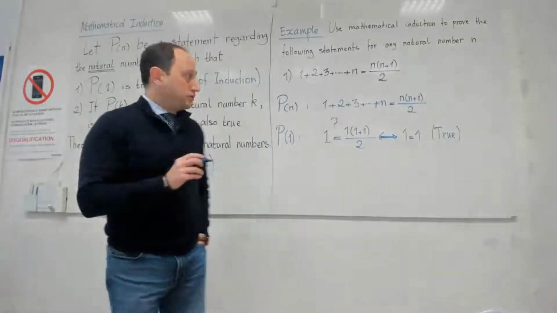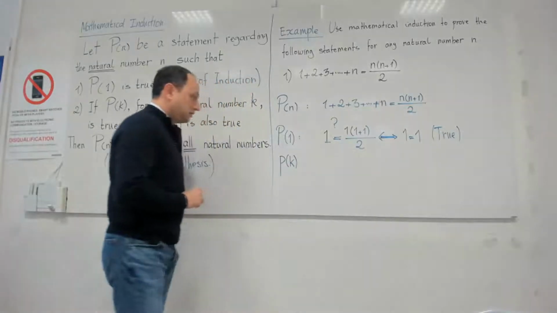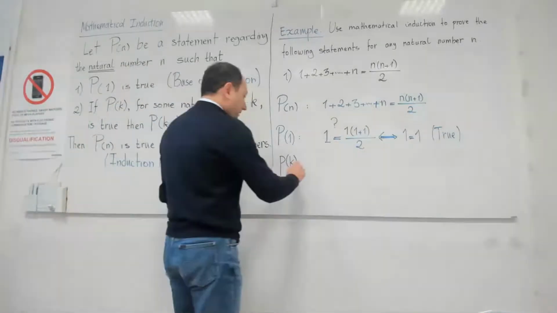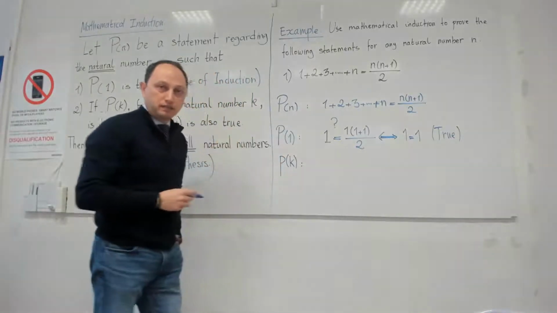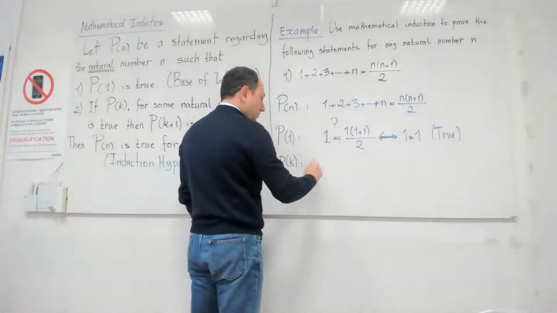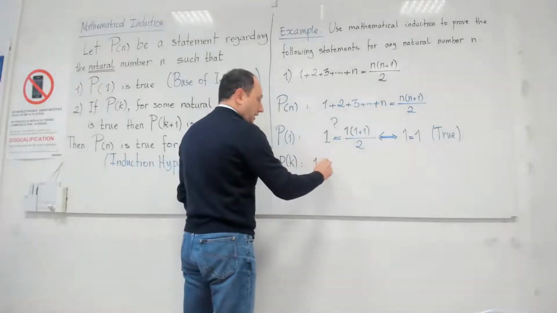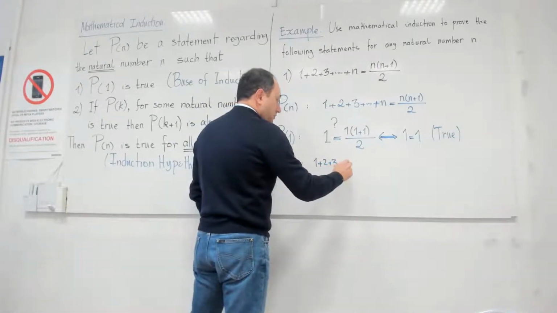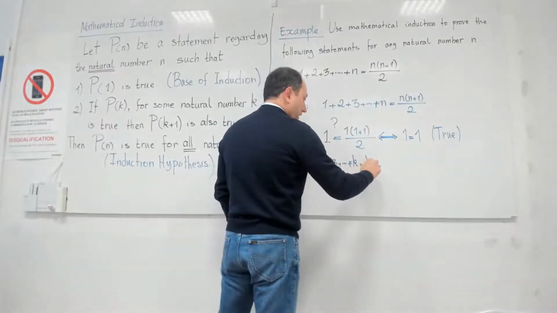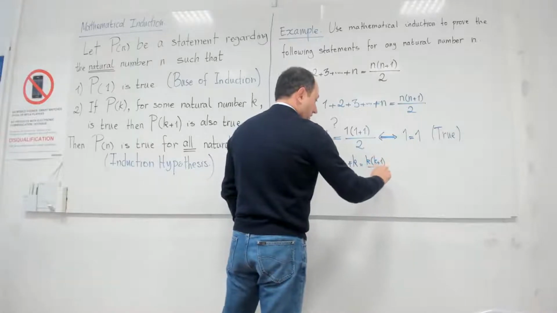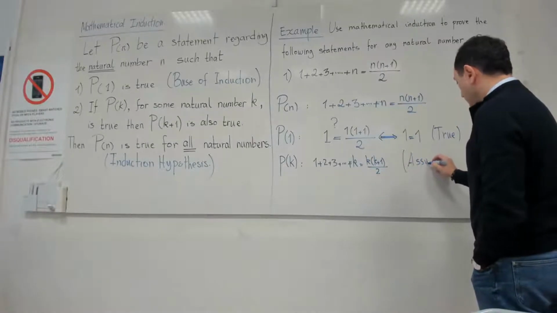Okay, now what should I do? I need to write Pk. This is my assumption, as I assume that this is valid for some number k. Okay, so for some natural number k. So what does it mean? It means that if you give me k and I add numbers from 1 up to k, it is equal to k times (k plus 1) divided by 2. So this is assumed to be true.